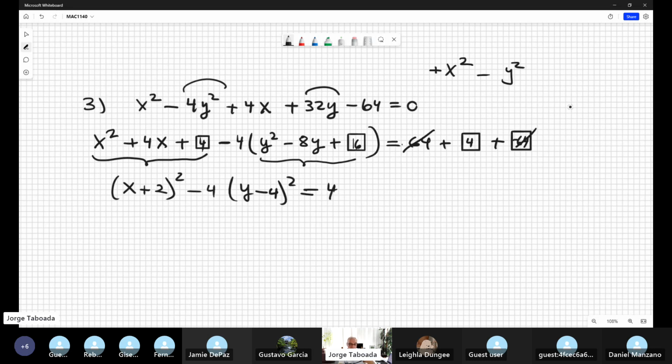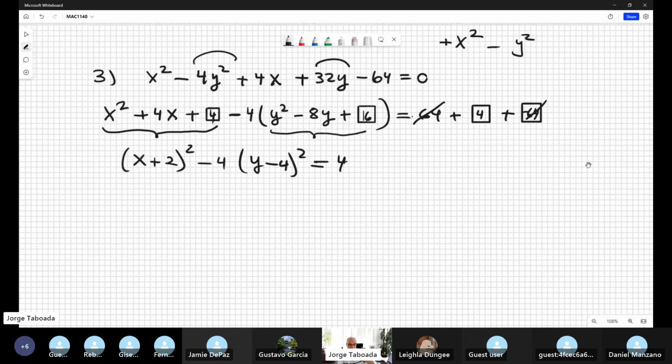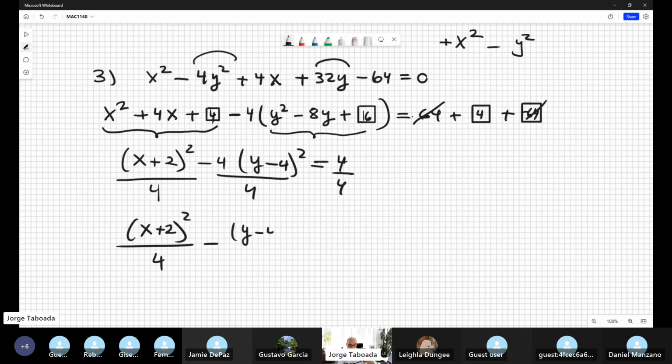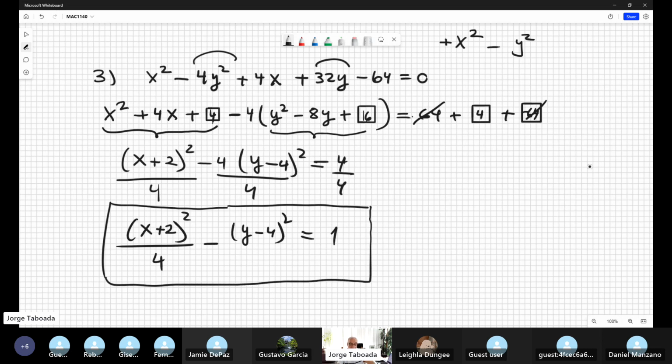Now remember, to finish the standard form, you divide everything by 4. Divided by 4, divided by 4, divided by 4. So we have x plus 2 squared over 4 minus y minus 4 squared over 1, which is invisible. If you want, you put it, but it's okay. But if you don't, it's also okay. Equal 1. And this is the equation of the hyperbola expressed in standard form. In standard form, so clear. It's a squared, power 2.